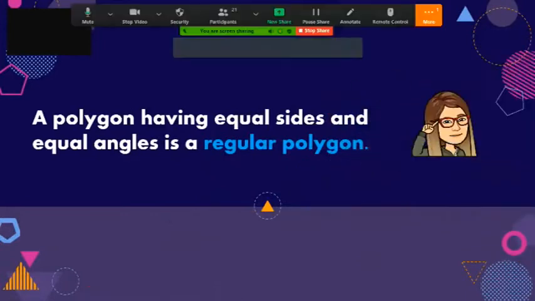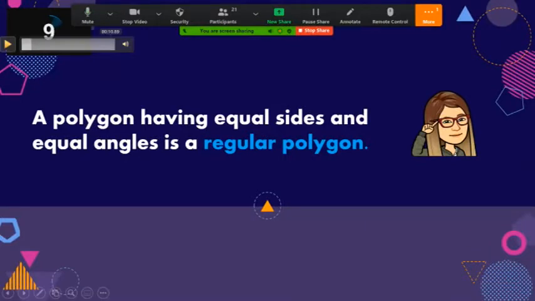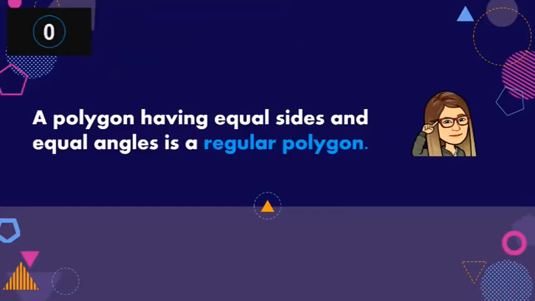Here's the first question, class. A polygon having equal sides and equal angles is called a regular polygon. After the 10 seconds, you have to jump left or right. Let me see. Okay, jump.